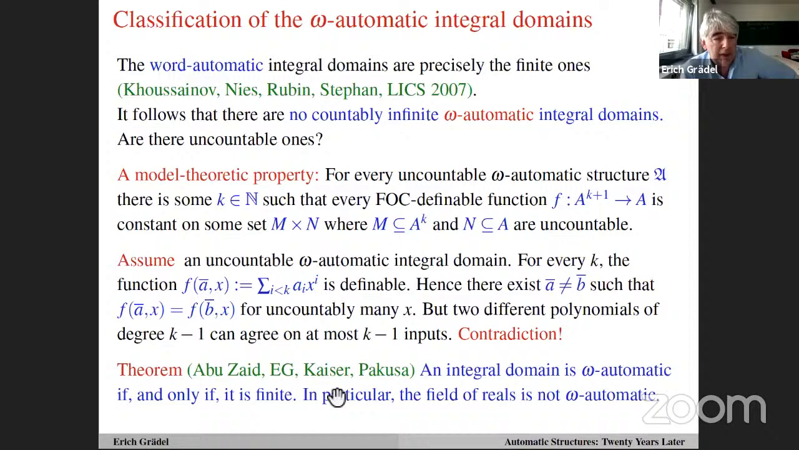Now, assume that we would have an uncountable omega automatic integral domain. Then for every k, the polynomial with coefficients a and indeterminate x is definable. So hence, there exist two different polynomials, that is, two different strings of coefficients, such that f of a, x equals f of b, x, even for uncountably many x's. But this cannot be the case, because two different polynomials of degree k minus 1 can agree on at most k minus 1 inputs. So we have a contradiction. So there do not exist any uncountable omega automatic integral domains. So we have that an integral domain is omega automatic if and only if it is finite. So in particular, the field of reals is also not omega automatic.